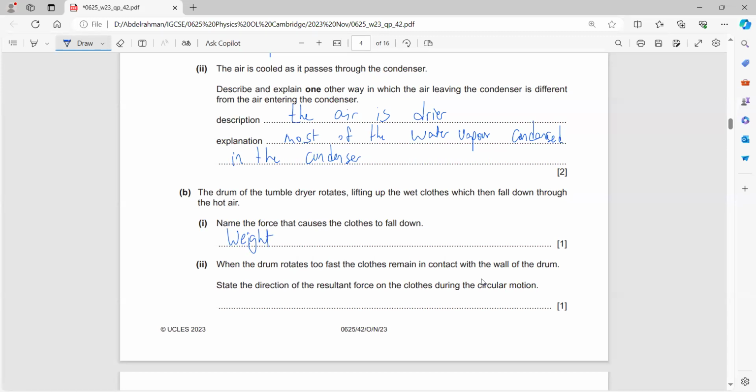When the drum rotates too fast, the clothes remain in contact with the wall of the drum. State the direction of the resultant force on the clothes during this circular motion. Oh, this is a key word. When there is a circular motion, state the direction of the resultant force. What is the direction of the resultant force? Circular motion.